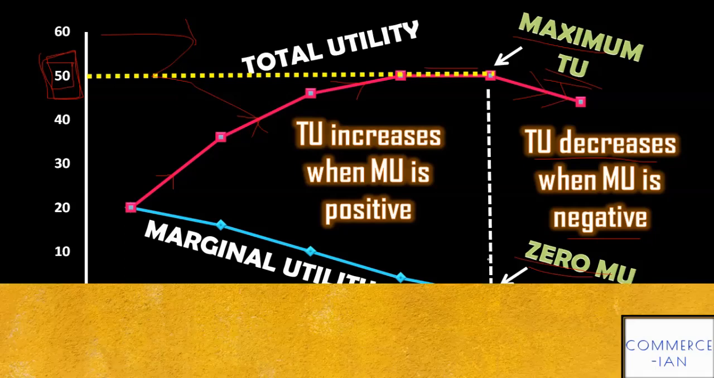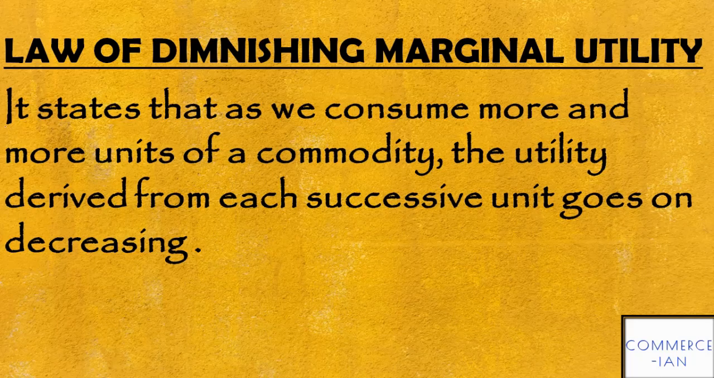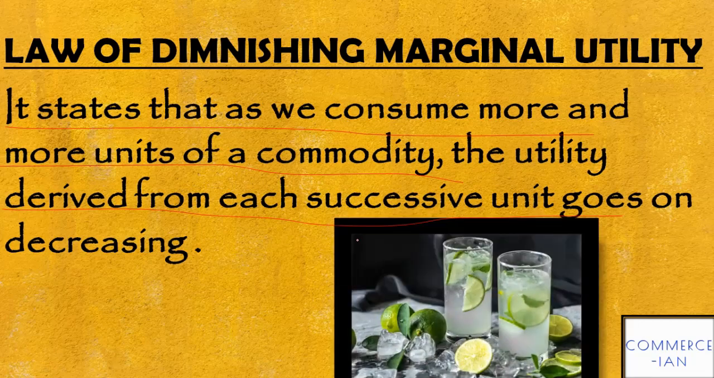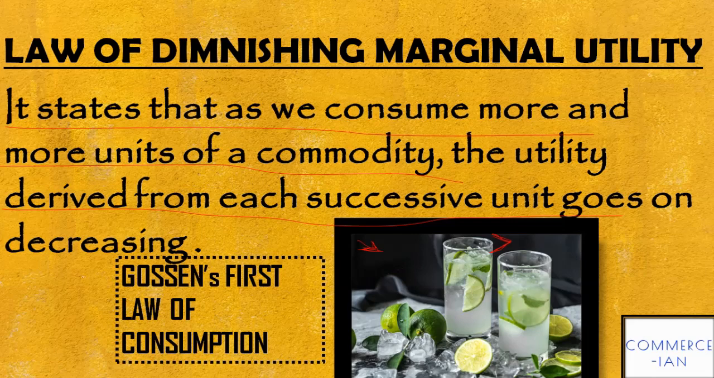Okay, now let's see what the law of diminishing marginal utility is. It states that as we consume more and more units of a commodity, the utility derived from each successive unit goes on decreasing. I think we came across this scenario when we were trying to draw the schedule in our previous video. I was telling you how you like the second glass of juice a little less than the first glass of juice. This is also known as Gossen's first law of consumption because it was first given by a German economist named H.H. Gossen. I don't know the correct pronunciation of his name, so sorry.